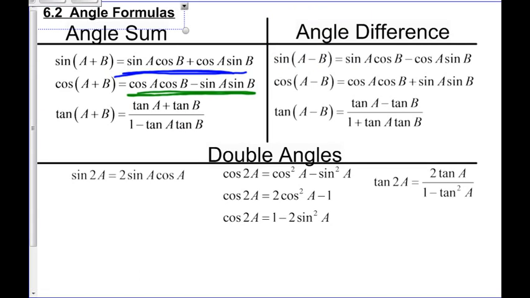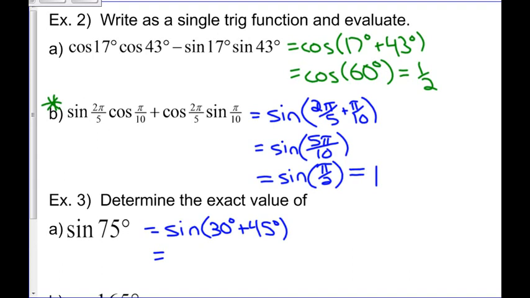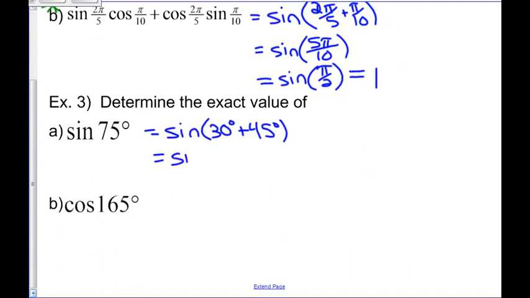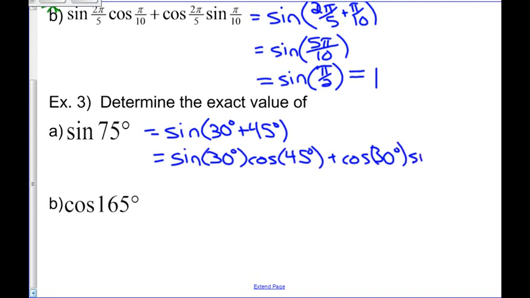For sine, it was sine cos plus cos sine. So sine of 30 times the cos of 45 plus the cos of 30 times the sine of 45. And if you want, the Khan Academy has great walkthroughs of the proofs for each of these trigonometric sum formulas. Okay, let's work it through.